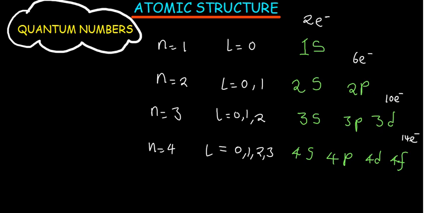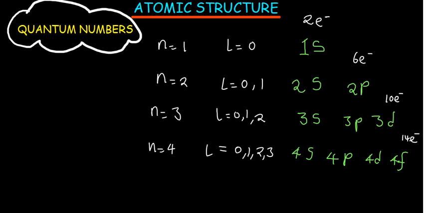This explains why the first energy level has only 2 electrons. The second energy level has s and p, so 2 plus 6, which is 8 electrons. The third energy level has 2, 6, and 10 electrons, giving us 18 electrons. The fourth energy level has 2 plus 6 plus 10 plus 14 electrons. You add those to find the total electrons the fourth energy level is able to have.